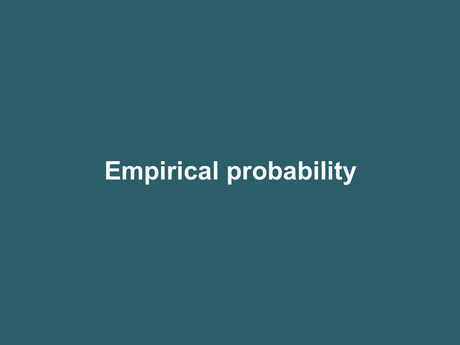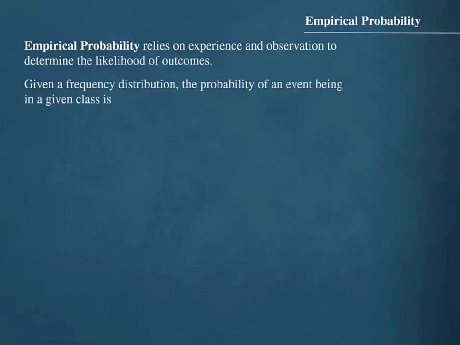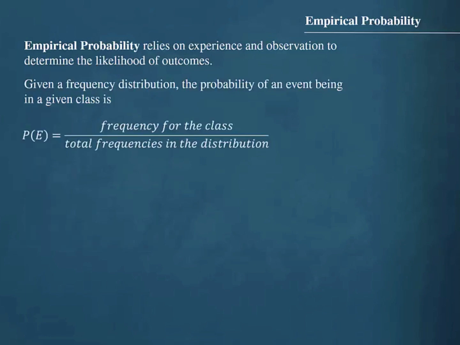Empirical probability. Empirical probability relies on experience and observation to determine the likelihood of outcomes. Given a frequency distribution, the probability of an event being in a given class is expressed as the probability that an event E will occur is equal to the frequency for the class divided by the total frequencies in the distribution. This is abbreviated as the probability that event E will occur is equal to F divided by N.